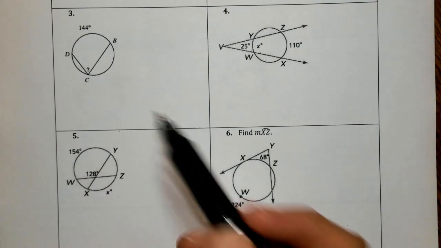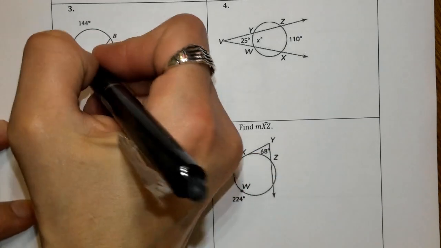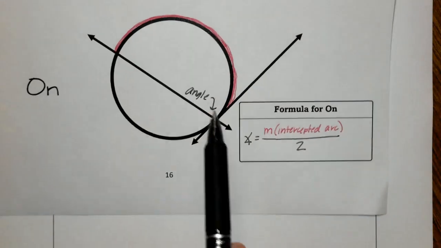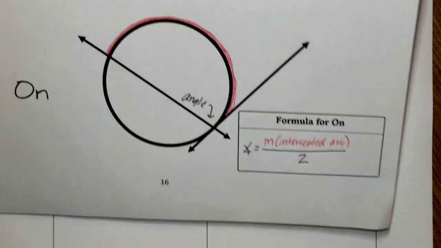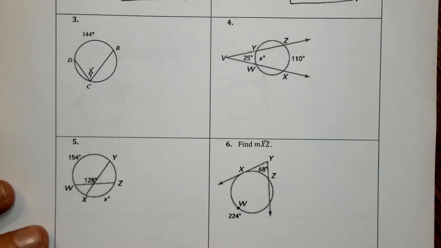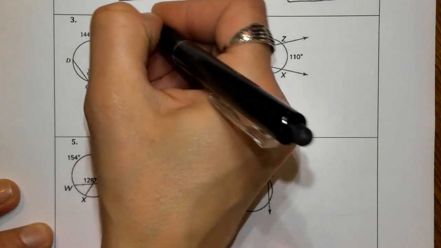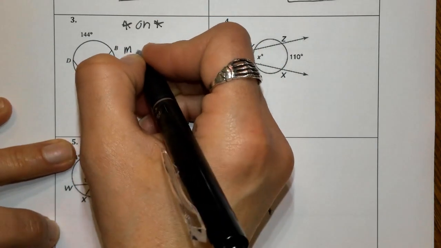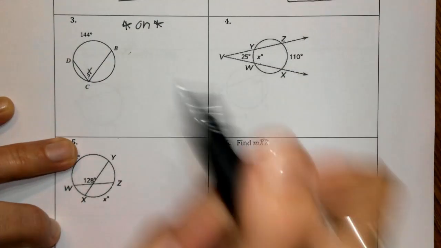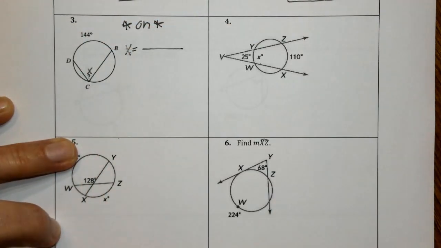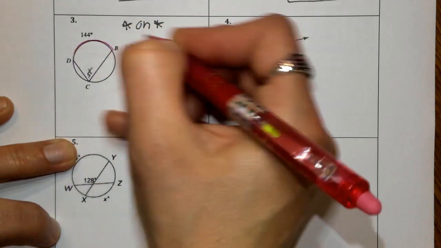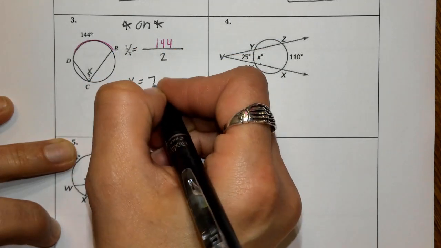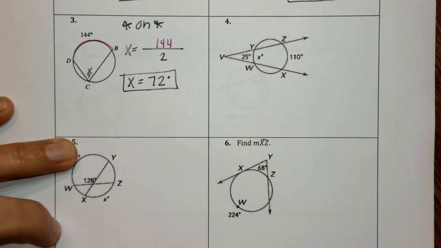Next, let's look at number 3. We're finding the question mark. We can just name that X if you want. We're going to notice that this angle is on the circle, so we're taking half of it, just like we did with the inscribed angles. Note here, on the circle. So the measurement, we'll just put X. X equals the intercepted arc, 144, divided by 2. X is going to be 72 degrees.